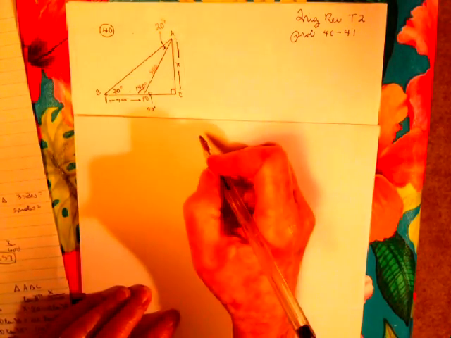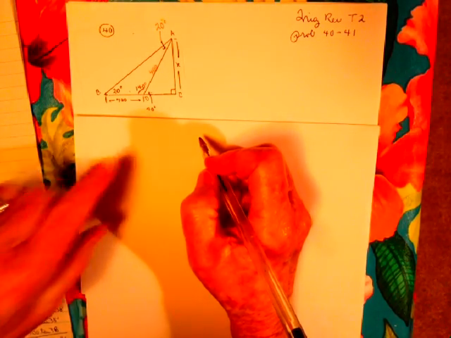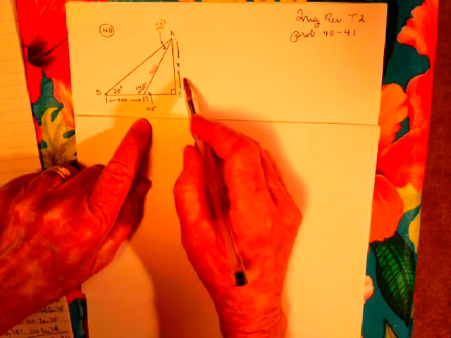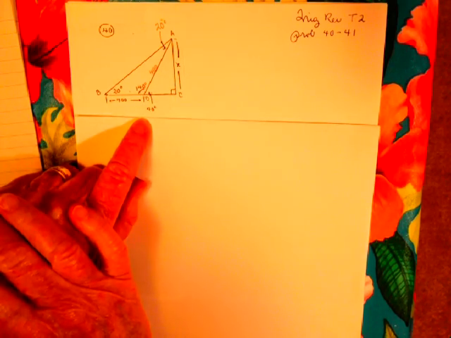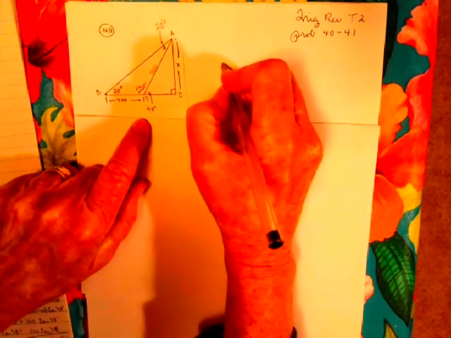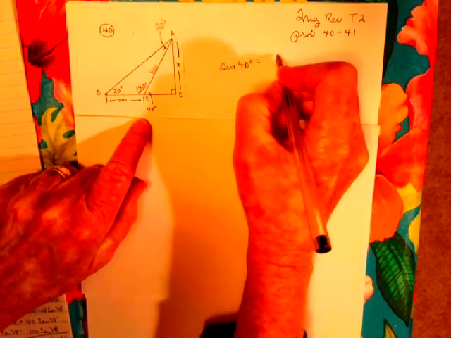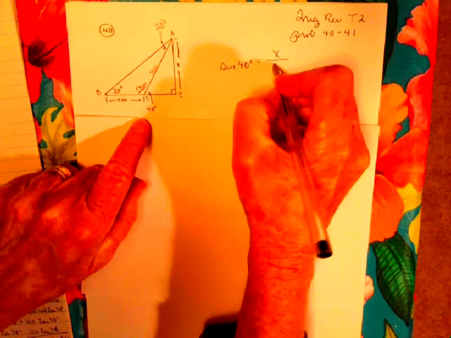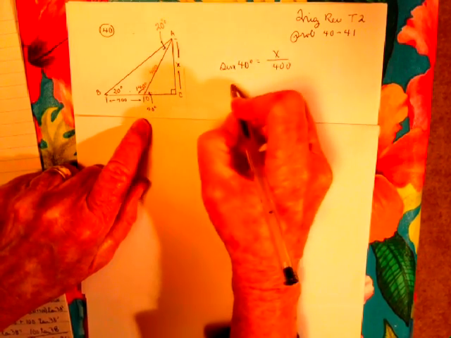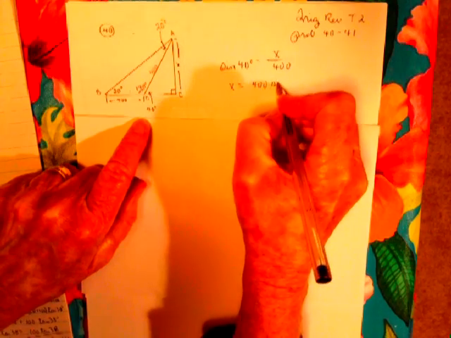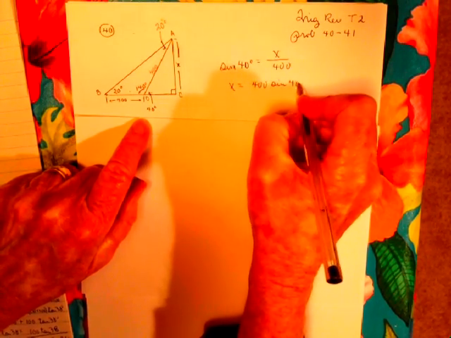Now I can work with triangle ADC and easily find side X. Sine of 40 degrees equals X over 400. X equals 400 times the sine of 40 degrees.